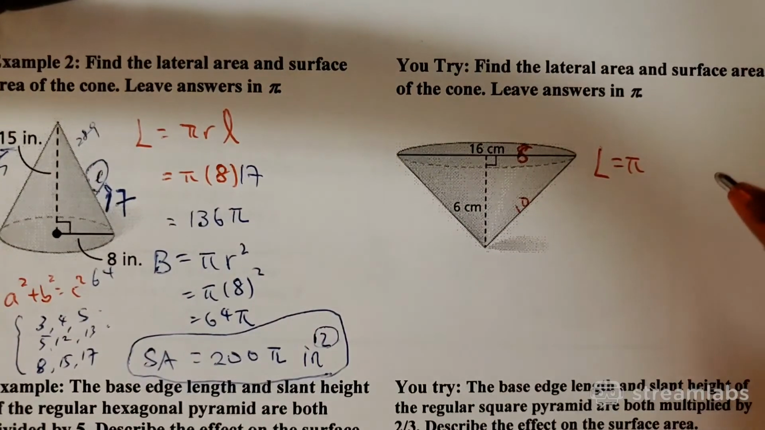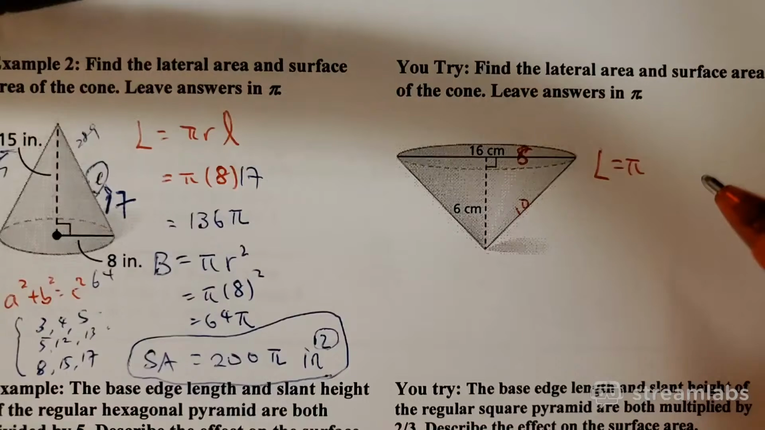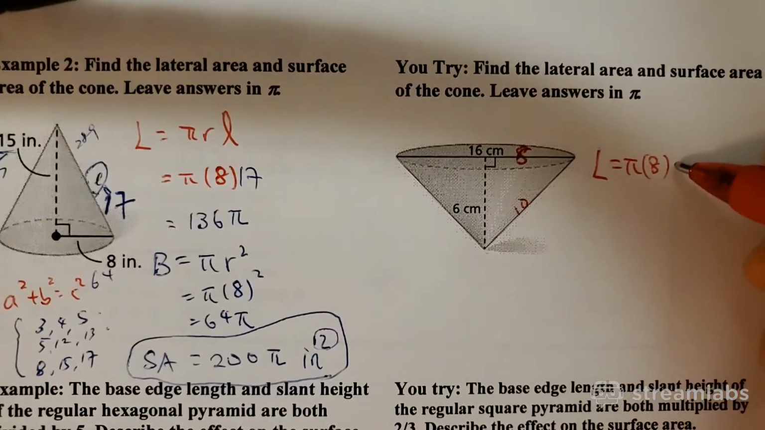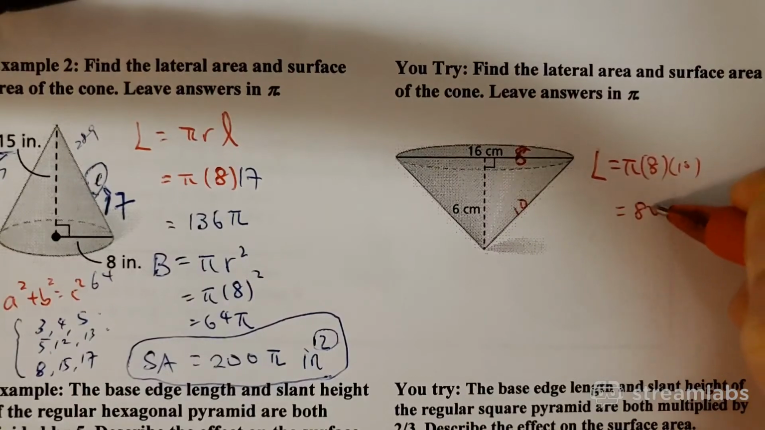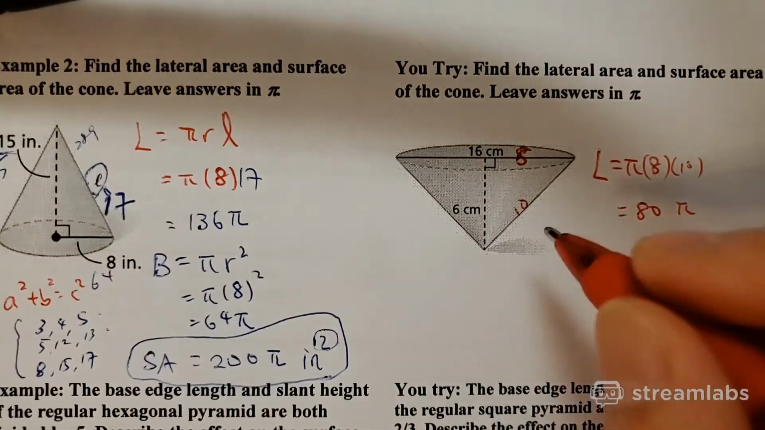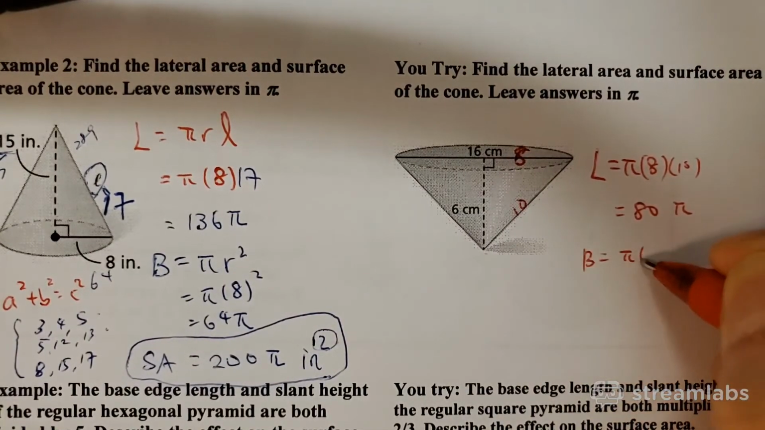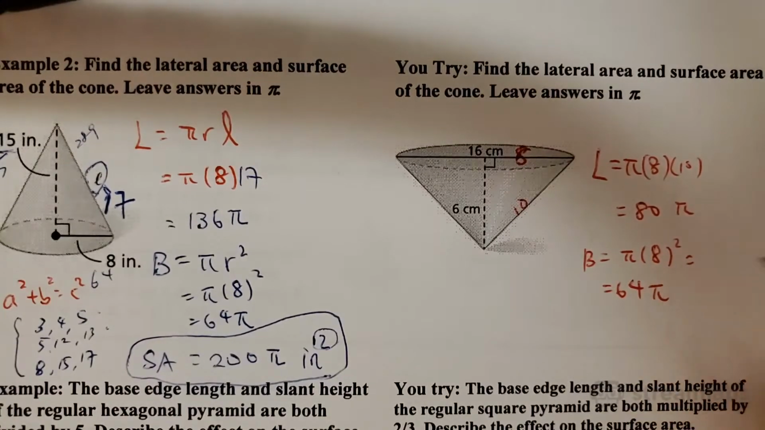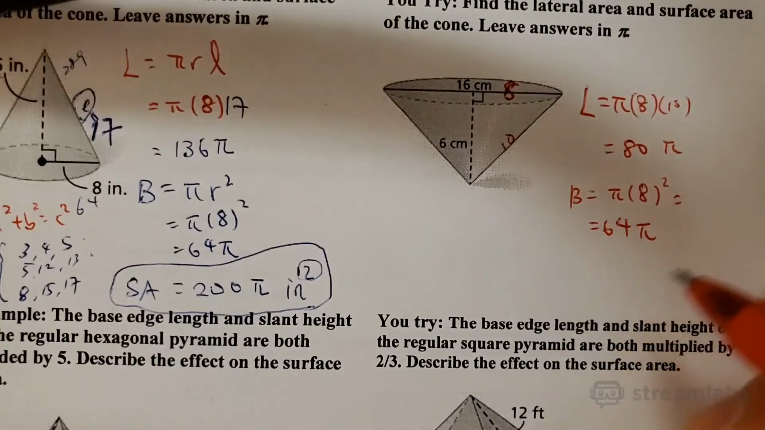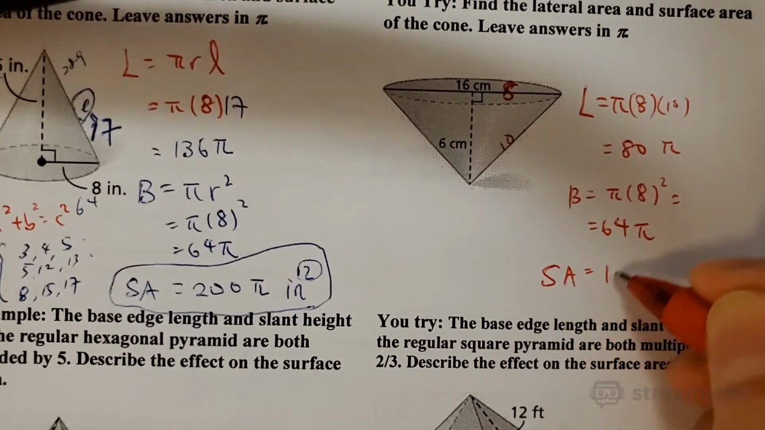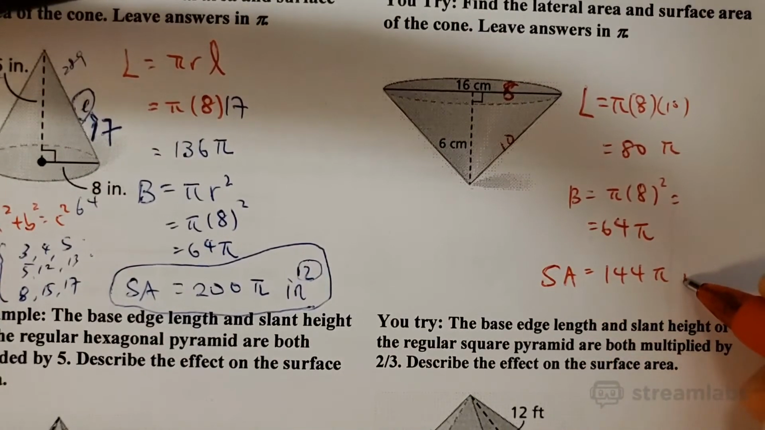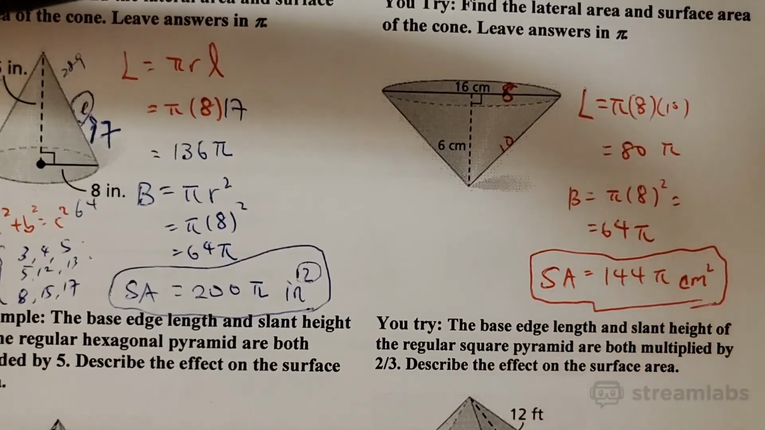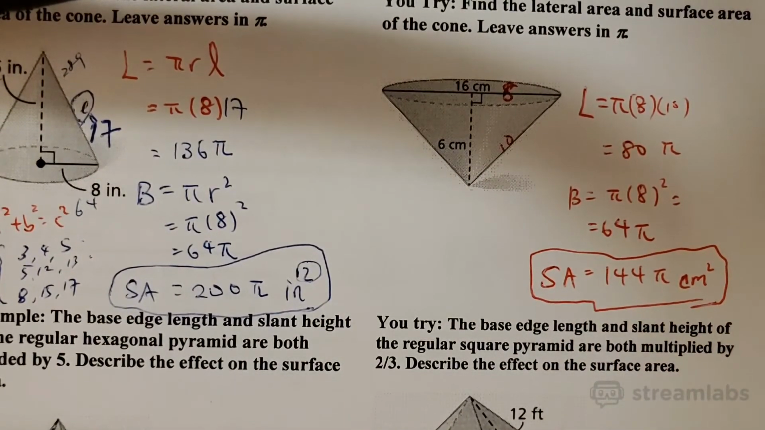So, pi r l, right? So 80 pi for lateral. And then your base area is pi r squared, which is 64 pi. Right? And then you add them up. 144 pi centimeters square. Okay. All right.